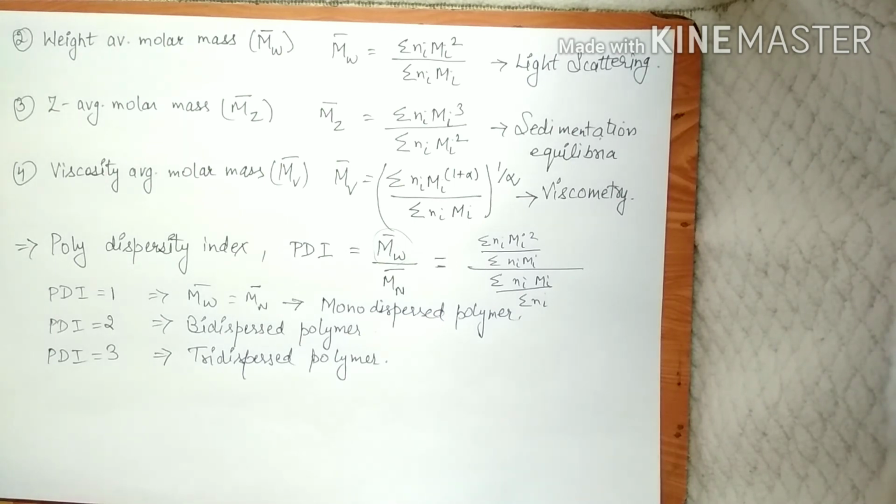So I think so far that's it for this video. From next topic onwards, we'll be covering the topic of osmometry, and also we'll derive some of the formulas for the relative viscosities and all other types of viscosities, and also we'll be covering the formulas related to kinetic chain length.